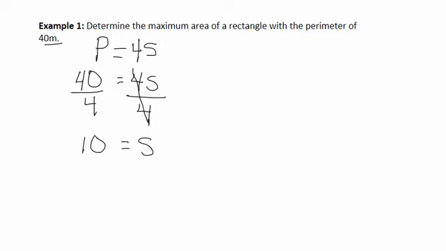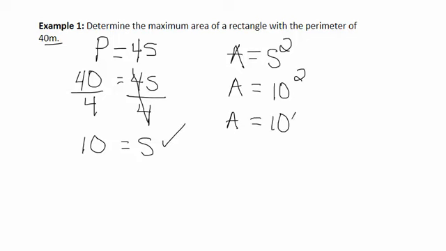So now that we know our side length, we can calculate the maximum area. So from above, area is equal to the side length squared. So area is equal to 10 squared, just inputting this value here. And finally, area is equal to 100 meters squared. So therefore, the maximum area of a rectangle with the perimeter of 40 meters is 100 meters squared.